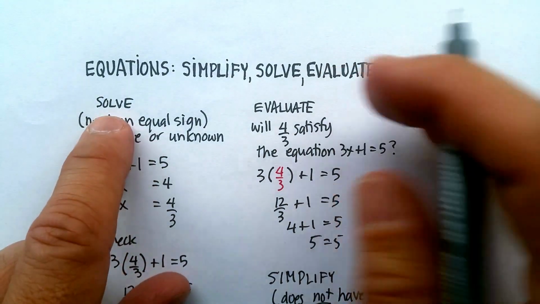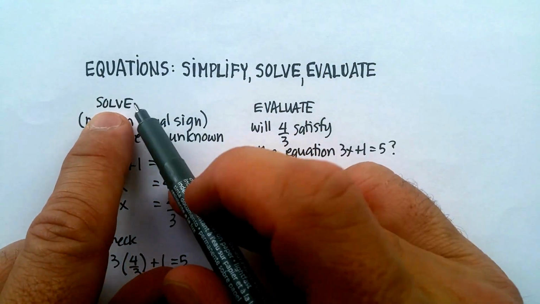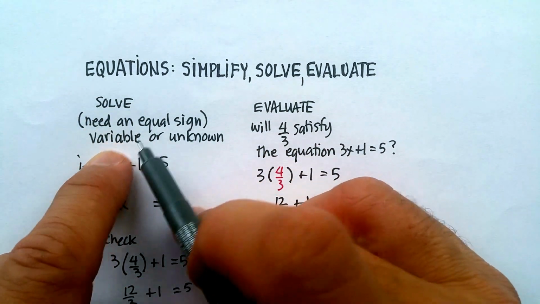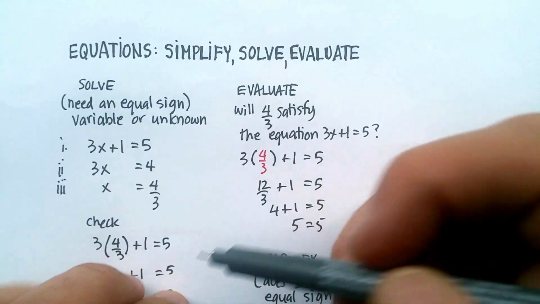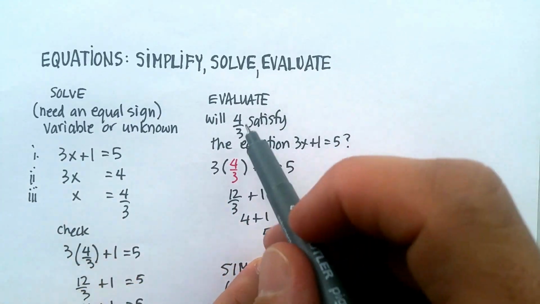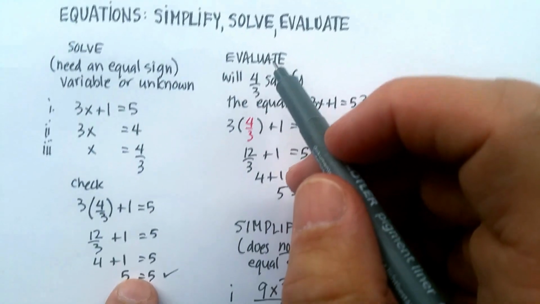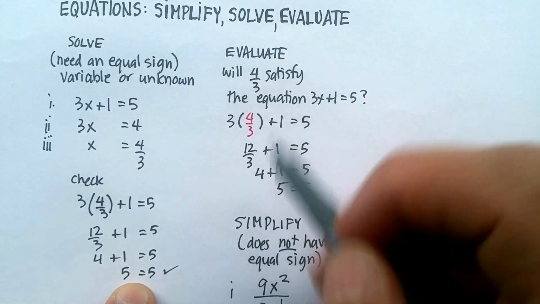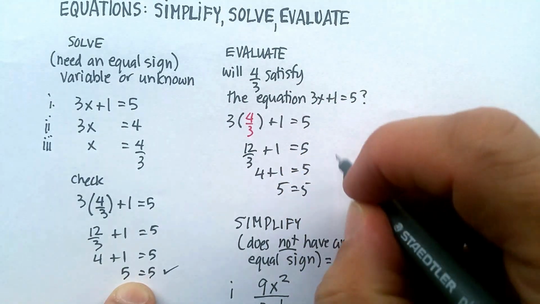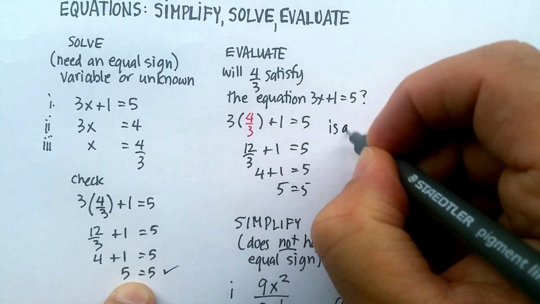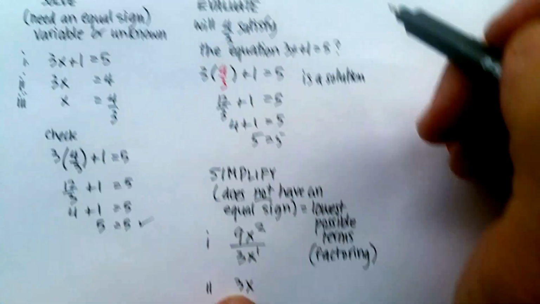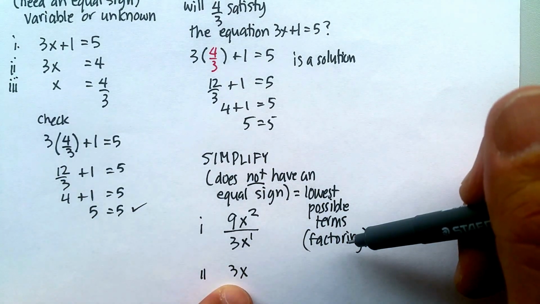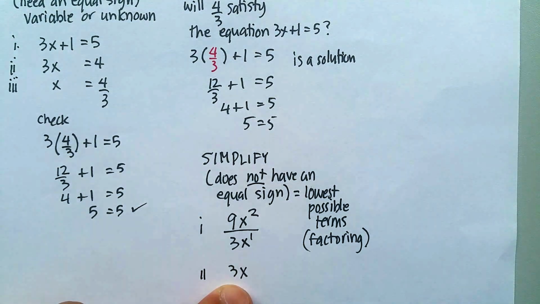Okay, so again, just to real briefly, let's go through the three words again. Solve, evaluate, and simplify. Solve means you have to have an equal sign, and you're looking for the variable or the unknown, and then you're going to check it after. Evaluate is basically just seeing if the number that you have found actually will work or is a solution to the equation that you had. And simplify just puts things in its lowest possible terms. Okay, I hope that was helpful.